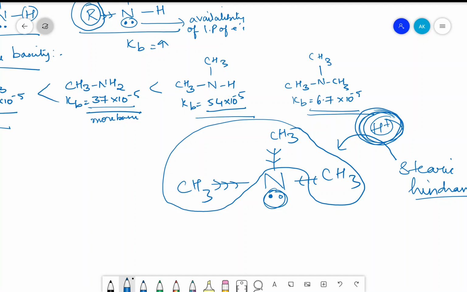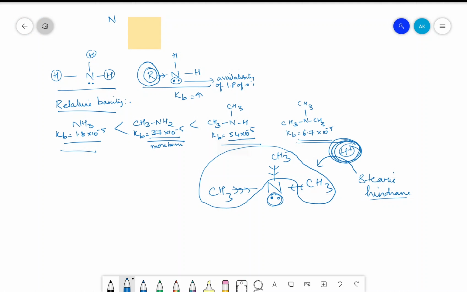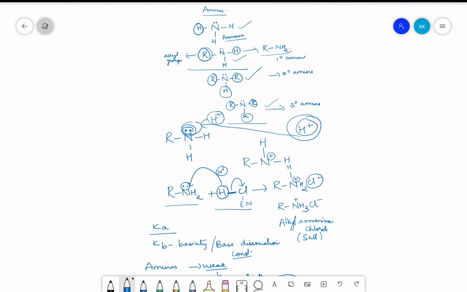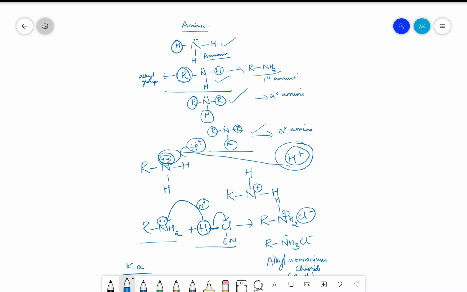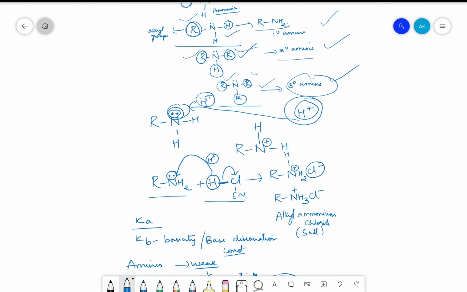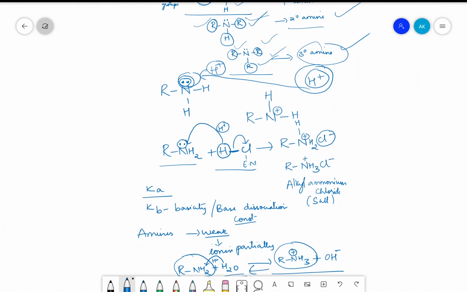Very simple topic. It is very easy if you know the concepts which we have already studied in your intermediate levels. So we started with the amines topic, that they are derivatives of ammonia. We have seen primary amine structure, secondary amine, tertiary amine. In primary amine, you have one alkyl group present. In secondary amine, you have two alkyl groups present. In tertiary amine, you have three alkyl groups present, which is represented here. Next, what we have seen is the reaction where a base reacts with an acid to form a salt, where we are getting alkyl ammonium chloride.